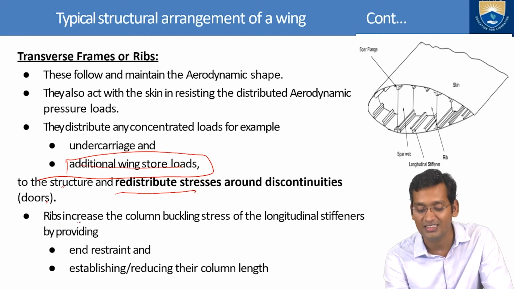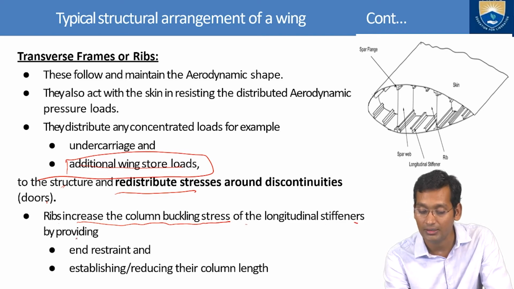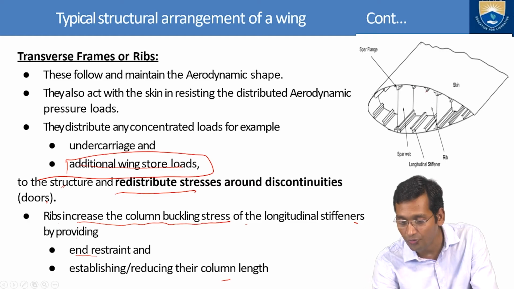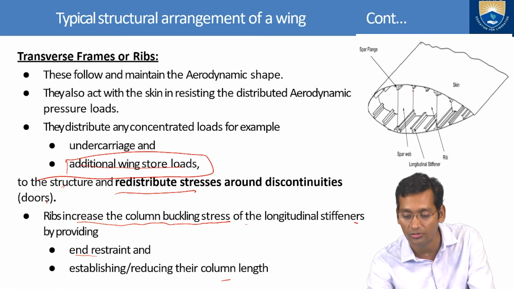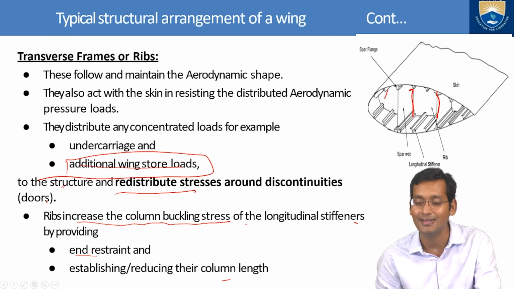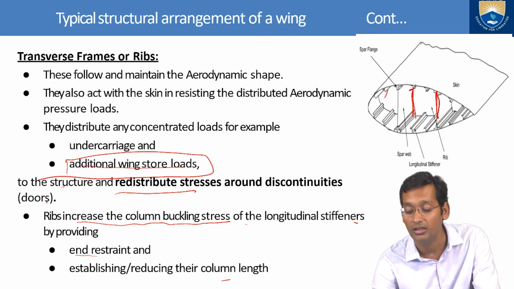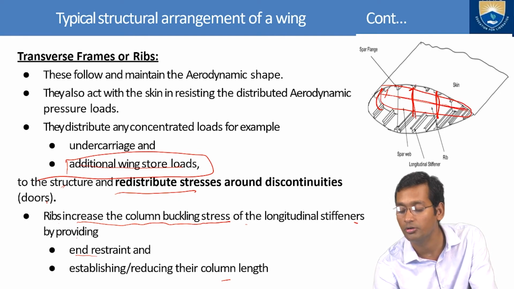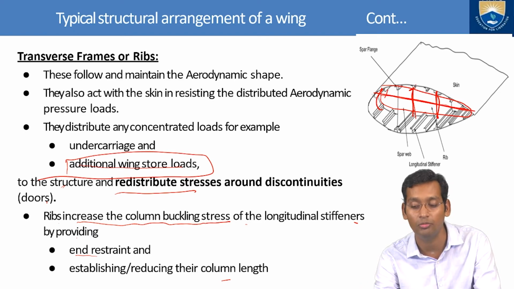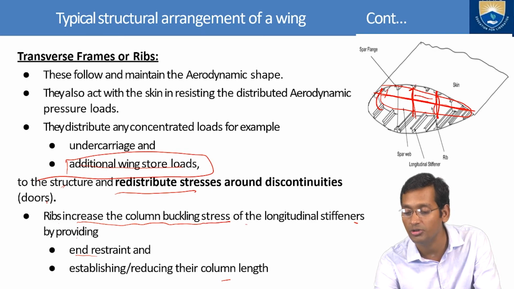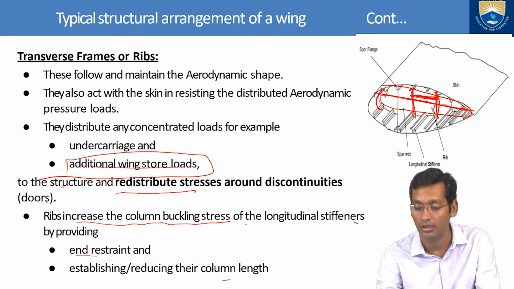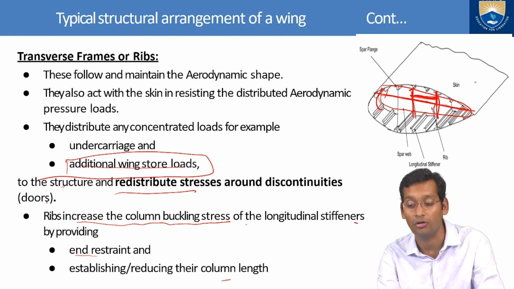Now just see, ribs increase the column buckling stress of the longitudinal stiffener by providing support and reducing its column length. Look at the rib here. Instead of one long span from here to here, it won't have that much stiffness. That's why we use a small part for resistance. Here is one end and here is one end, so they resist and support the other part. If the span from here to here were bigger, a longer column would be required, and a longer column means more bending. To reduce the column length, only this much size of column is required. So rib size sets the column size. That's why the rib plays an important role in protecting the skin and the structure of the aircraft.